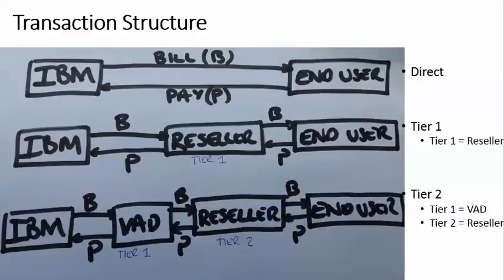Now, if we put some names to what I've been talking about, IBM to the end user is direct. Tier 1 is where we have a reseller, and Tier 2 is where we have a VAD, or value-added distributor, to the reseller. So that's a really simple overview of how vendors such as IBM, and others in fact, go to market from their channel perspective, and how that transaction is handled. What are the steps and what are the parties involved?